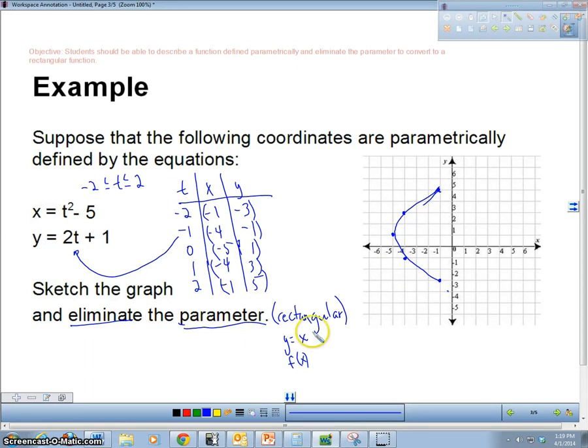vertical parabola. So let's go ahead and eliminate the parameters so we can see that this in fact is a sideways parabola. So what we're going to do is we're going to solve for y. Actually, we're going to solve for t here. So we're going to have y minus 1 equals 2t. Divide by 2. So then t is equal to y minus 1 over 2. And I'm going to take all of this and plug it in right there.